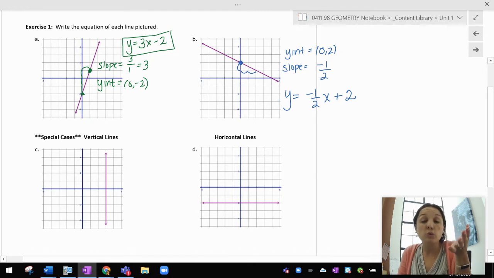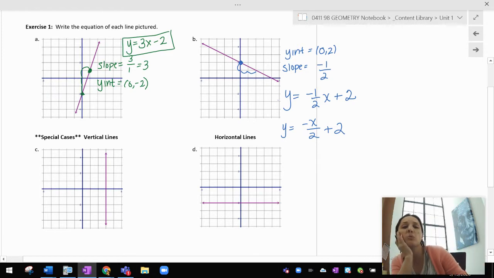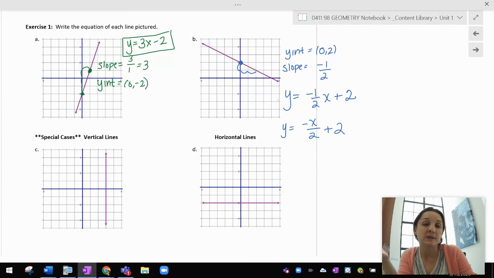Now, just so you're aware when you see other linear equations like this, negative 1/2 x can be written as negative x over 2 plus 2. So every once in a while you might see it like that. If the x jumps up on top, it means it's really off to the side with a 1 on top. Okay, so that's completely fine.